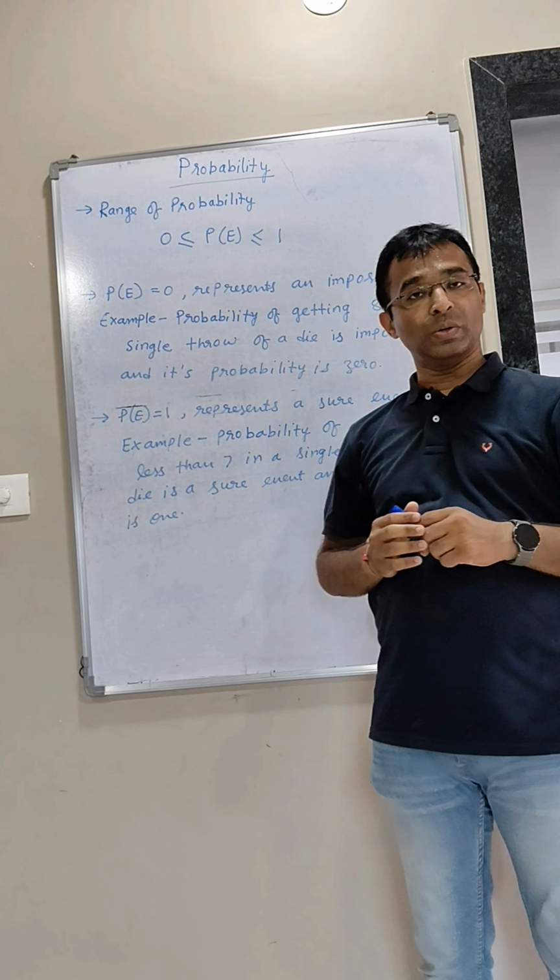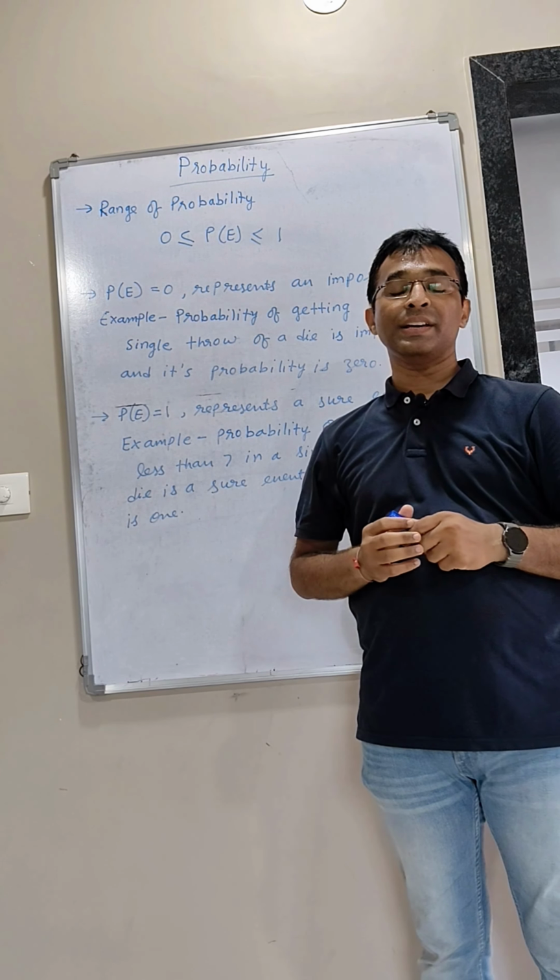Coming to the next topic, range of probability. As you can see, probability ranges between 0 and 1. Probability can be 0 or it can be at most 1. Probability 0 represents an impossible event, which means there is no possibility of the event happening. We can understand this by taking an example: the probability of getting 8 in a single throw of a die is an impossible event, and the probability is 0.